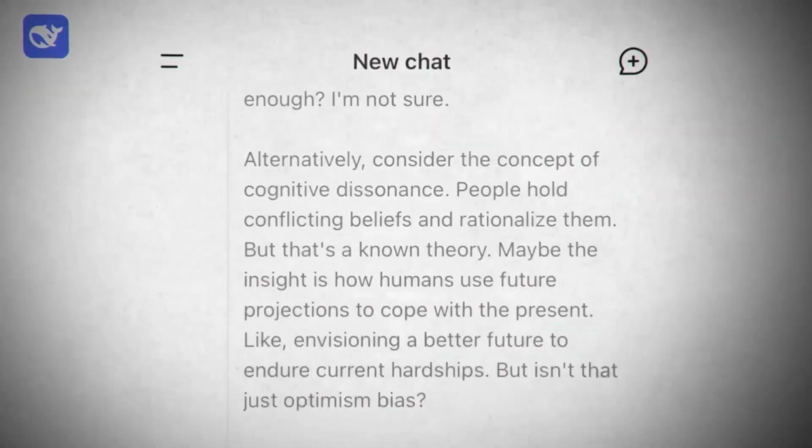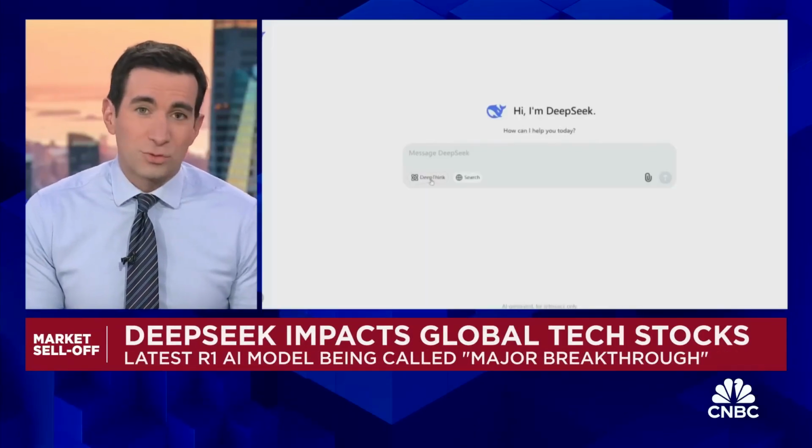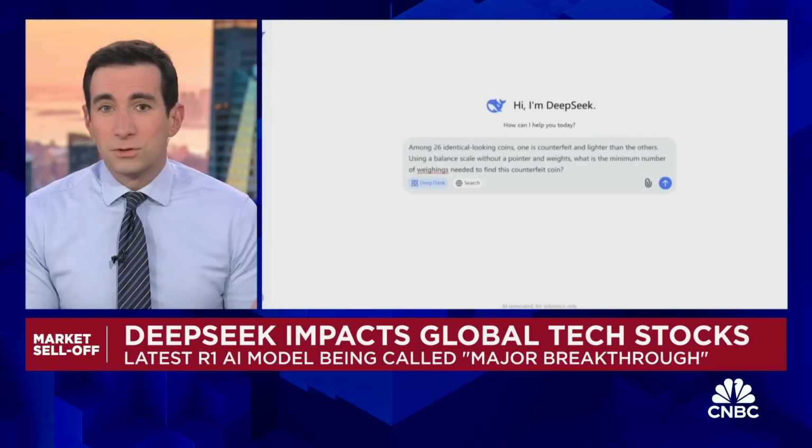Buzz started growing about DeepSeek's latest AI model being more efficient while running on a lot less advanced Nvidia chips. Released last week, it's already being called a major breakthrough, as the app shows its work, its reasoning, as it answers users' prompts.